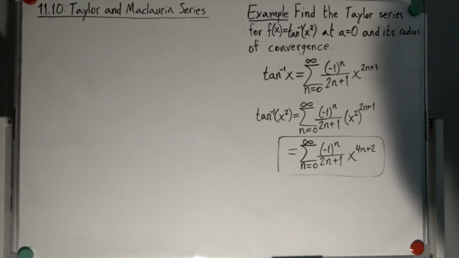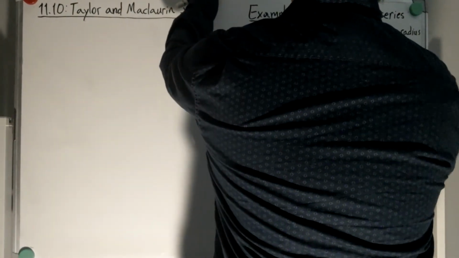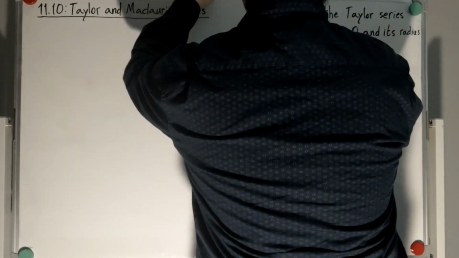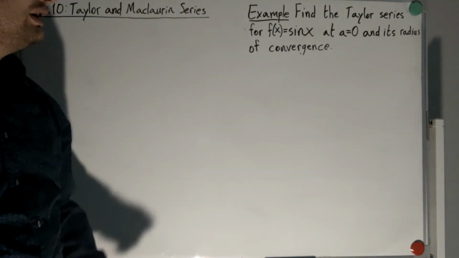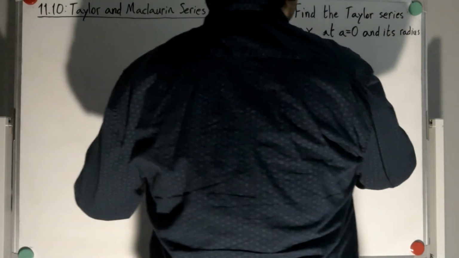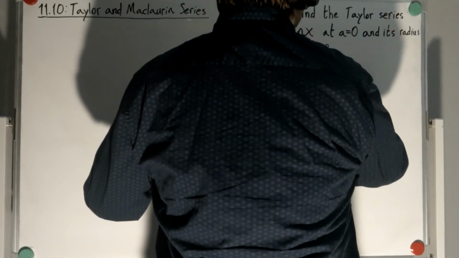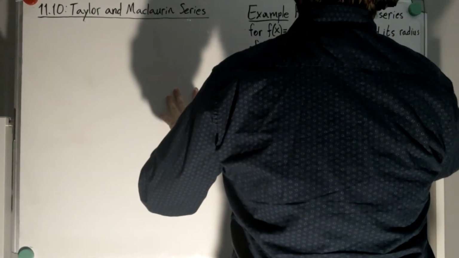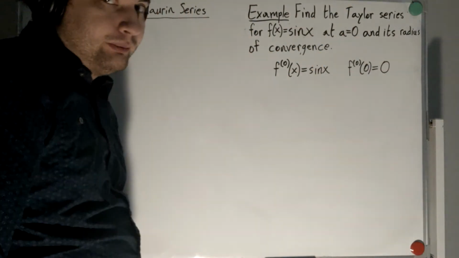All right, and then finally, let's do a particularly important one. Important, but also difficult. So this is the sine of x. I'm going to try to find a power series representation for this centered at 0. Well, the 0th derivative is just the original, which is sine of x. You evaluate this at 0, you get sine of 0, and that's 0.